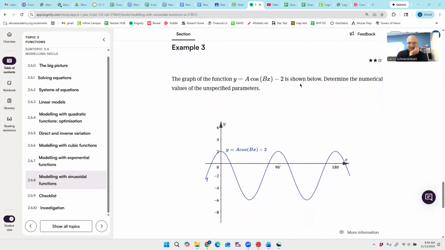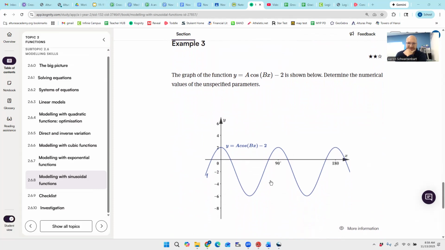So, graph this to determine the numerical values. Where's my center line on this? I guess it's at negative 2. So what's my amplitude? 4, right? And my 90 degrees is my period, right? So B equals 4.